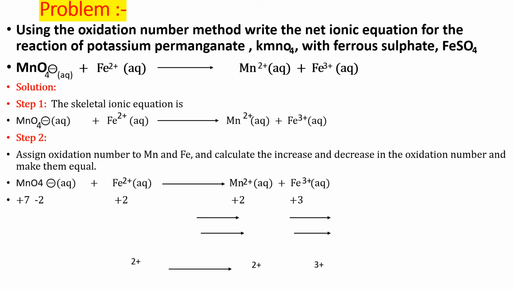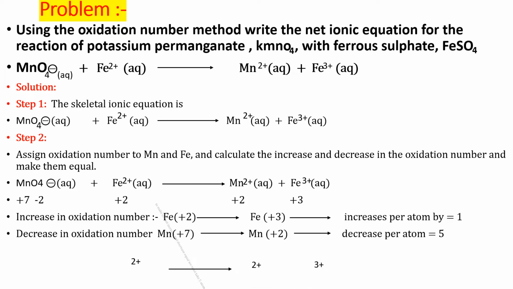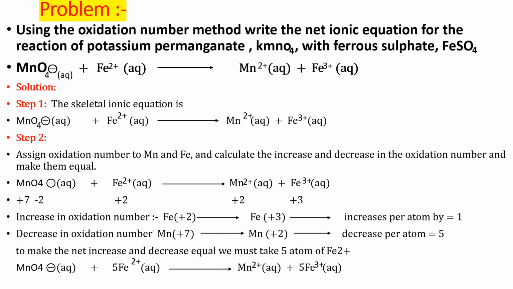Second, you have to write down all the oxidation numbers. Mn has plus 7 oxidation number, O has minus 2, Fe2+ is plus 2, Mn2+ is plus 2, and Fe3+ is plus 3. Then, what is the increase in oxidation number? Simply observe that Fe2+ is converted into Fe3+, which means the increase per atom is equal to 1.